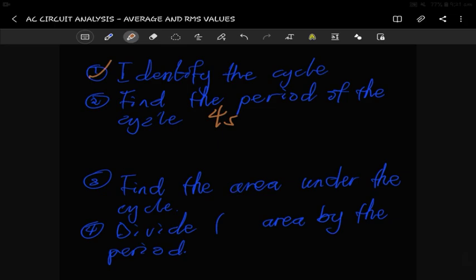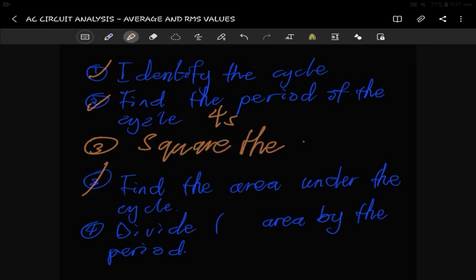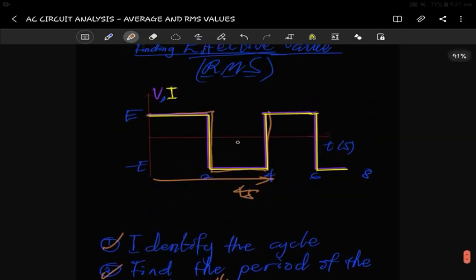But for the RMS value, there's something extra here. It says square the cycle. Meaning that whatever the cycle is that you have there, you just square it. So let's go to the squaring. If you think of the squaring, it's basically like squaring the area, but let's go through it.